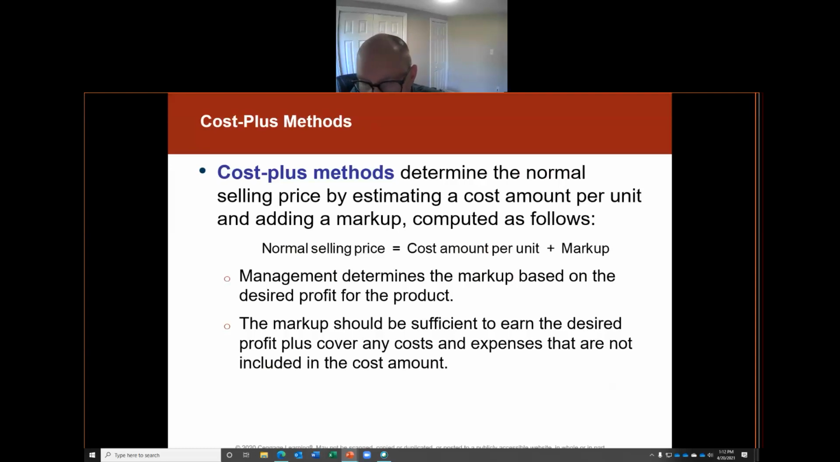Markup is known as, well, markup's a couple of different things. Markup is basically I'm adding in my own profit per unit. That's what markup is. This practice is commonly used by retailers like Macy's.